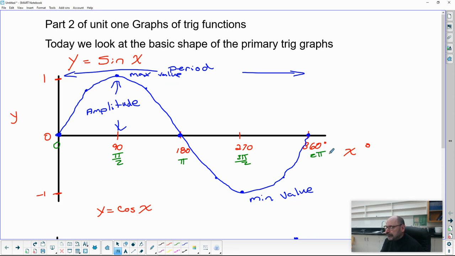So it doesn't matter if it's radian or degrees. This is radians, and the other one is degrees.